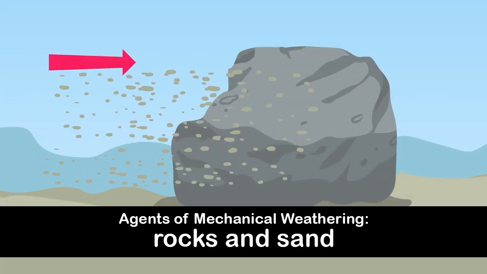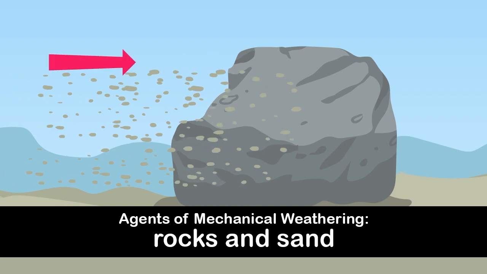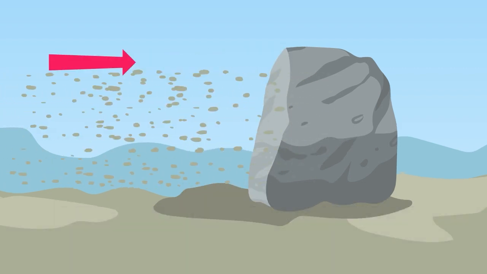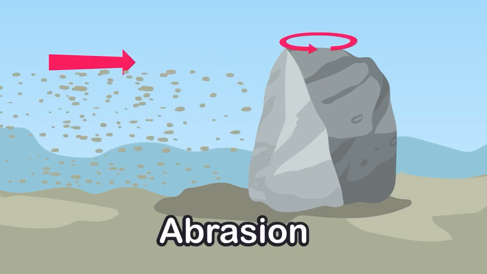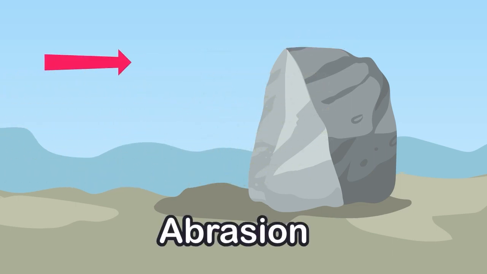By the way, wind is also an agent of weathering. Rock pieces or sand grains can be moved by wind, moving water, or ice. They act as sandpaper when they brush against the surfaces of rocks. This process is called abrasion.